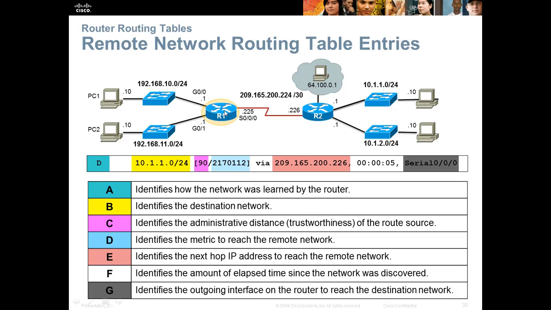So what we're saying is to get to that network, send over to router 2 out of our serial 0/0/0, and then once router 2 gets it, router 2 would be able to deliver it for us because it is directly connected to us. The administrative distance and the metric determine the trustworthiness of our route source and the metric, or the distance to get to that network.